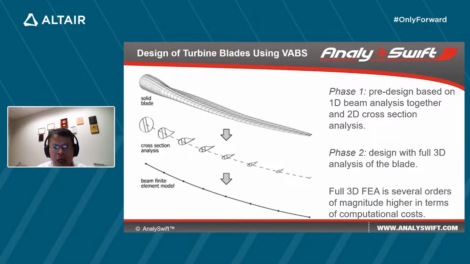After we are done with the beam analysis, we can recover the stresses over this station and this station and this station to find out whether the structure is strong enough. And for a realistic 3D structure, 3D FEA can be used if we simplify it using shell elements, for example, for wind turbine blades. But it should only be used for the final design verification because it's so expensive.